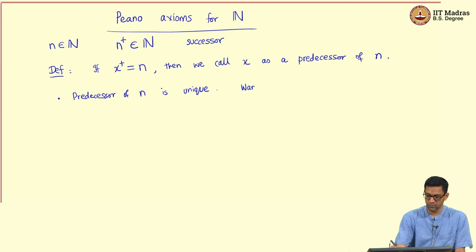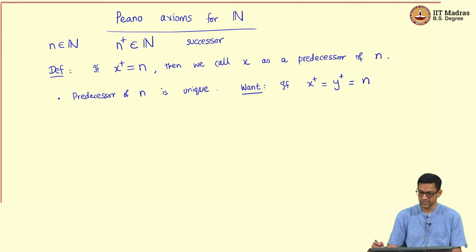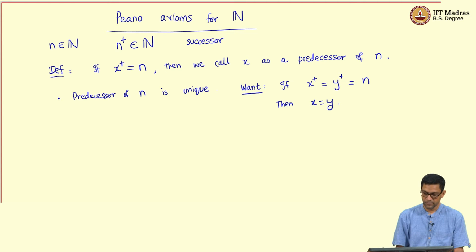Here is what we want to prove. Suppose x and y are two numbers such that both x and y are predecessors of n, that is, x plus and y plus are both equal to n. Then we want to prove that x and y are the same. In other words, there is only a unique predecessor. So, let us prove this.